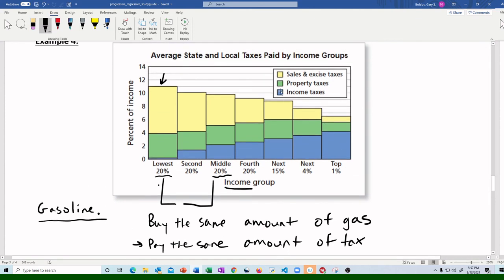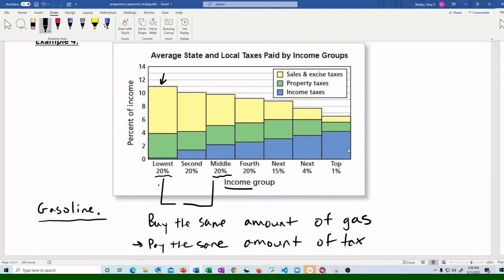Now, on the other hand, income taxes, we just talked about that as progressive. How do we see that in a picture? Well, the lowest 20% pays a very small amount of their income to income tax, right? A small percentage, right here, very tiny blue. And as you go up, look at what happens. Each group pays a larger percent. The blue box is getting bigger, bigger, bigger. A larger percent to income tax, because it is progressive. That is on purpose, progressive.